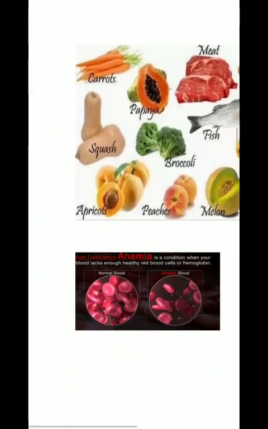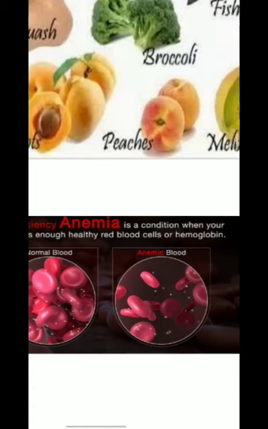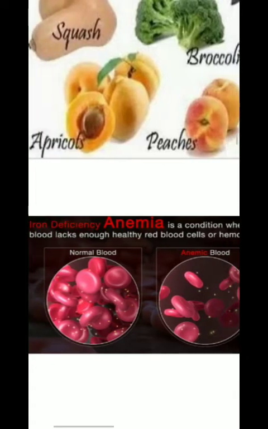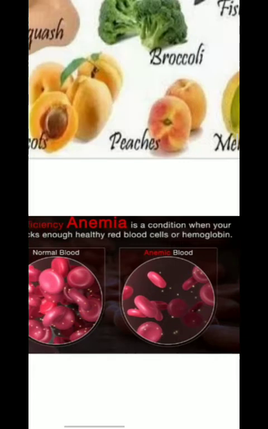The next deficiency disease is anemia. Anemia is a condition when your blood lacks enough healthy red blood cells or hemoglobin. Deficiency occurs when the blood doesn't have enough of the mineral iron. This leads to abnormally low levels of red blood cells. That's because iron is needed to make hemoglobin, a protein in red blood cells that enables them to carry oxygen around the body.